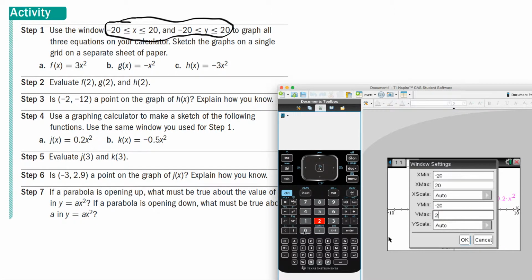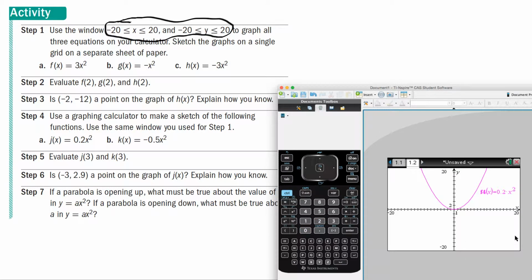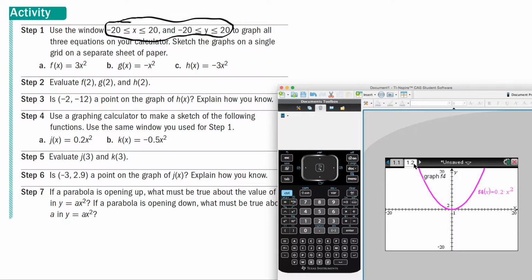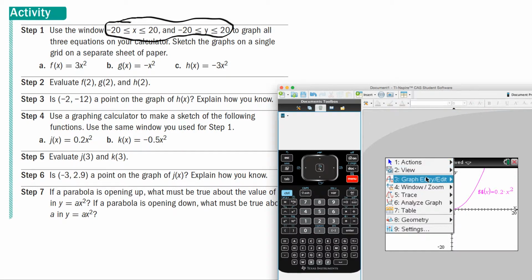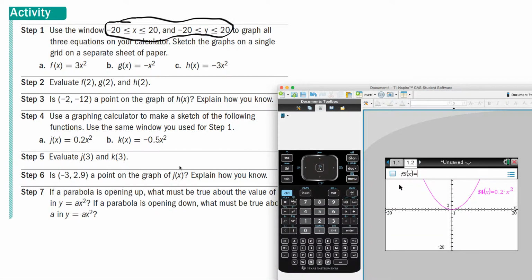Alright, now we can compare the two graphs. We can click back and forth and have the same window. So our j of x is up first. We're going to enter in our next function. So k of x will be f sub 5 of x, and that's a negative 0.5 times, not y, times x squared, and we'll enter that graph.